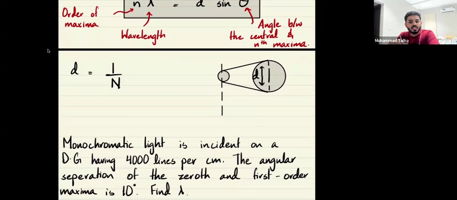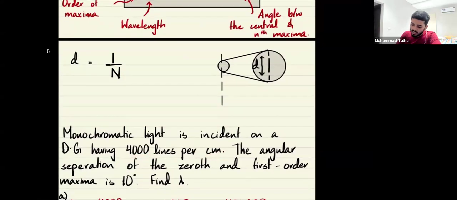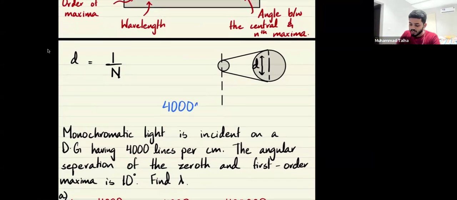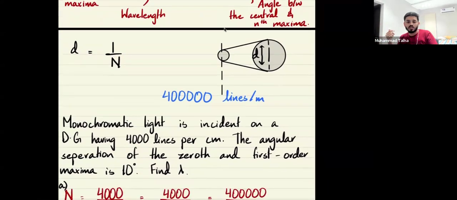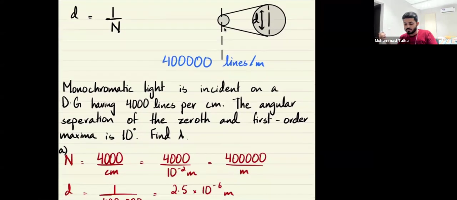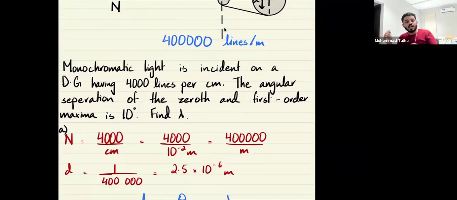So monochromatic light is incident on a diffraction grating having 4,000 lines per centimeter. Again, if it's 4,000 lines per centimeter, so in a meter, it would have 100 times as many, right? So it would be this many lines per meter. And then you just reciprocal this and you get d, right? So 1 over this thing is going to be your d, right? So that's what you found out. So the first part, it says what?